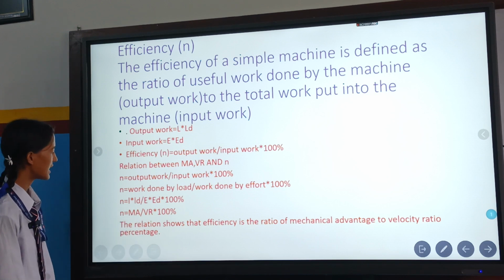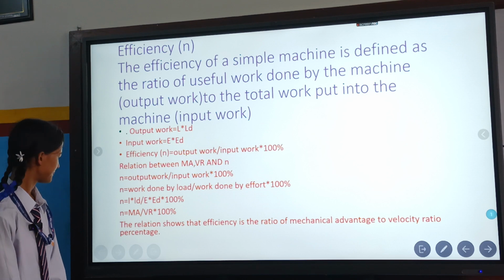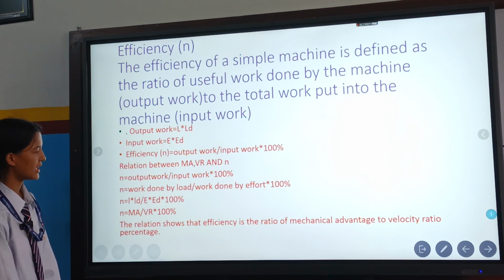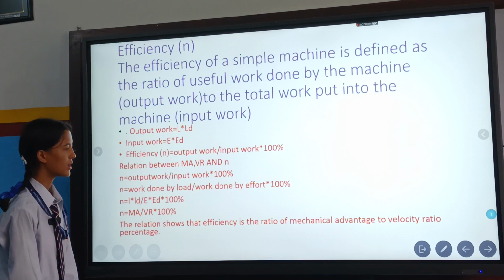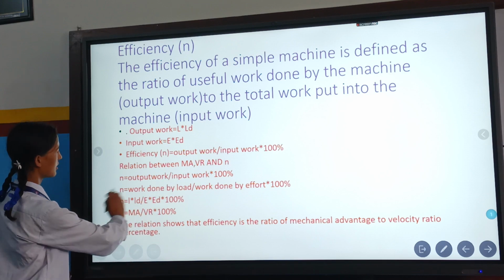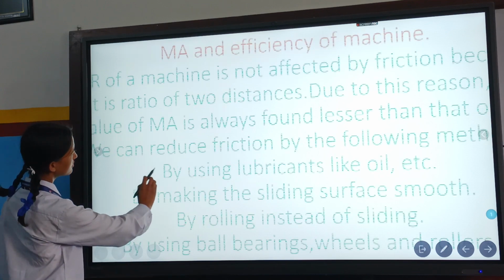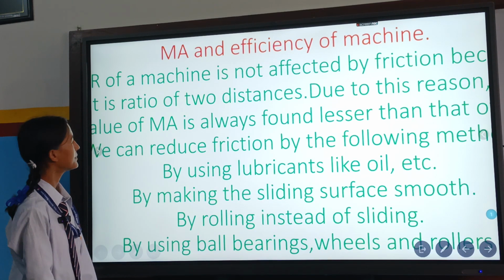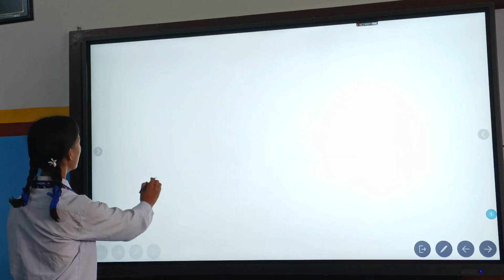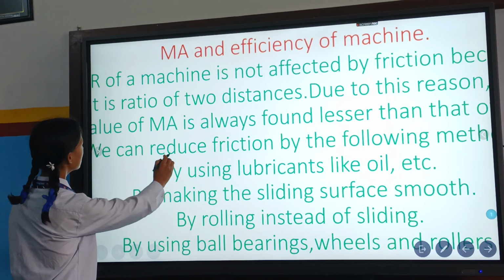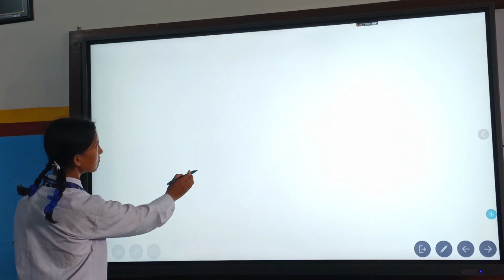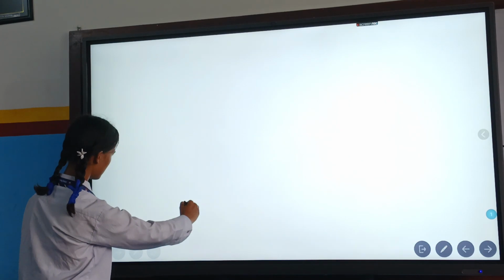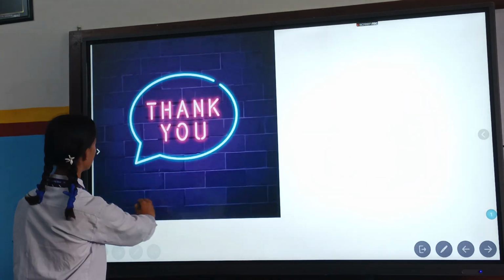So efficiency is the ratio of mechanical advantage to the velocity ratio, in percentage. MA and efficiency of machine. Okay, so let's do one more slide.